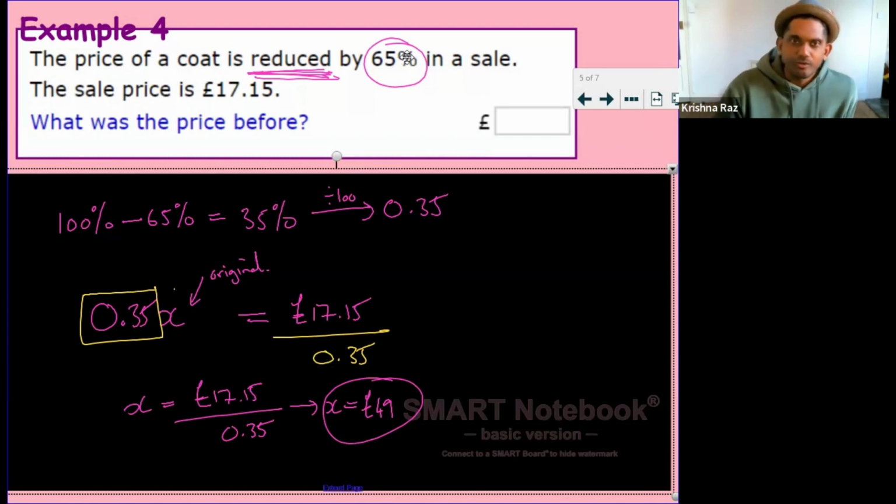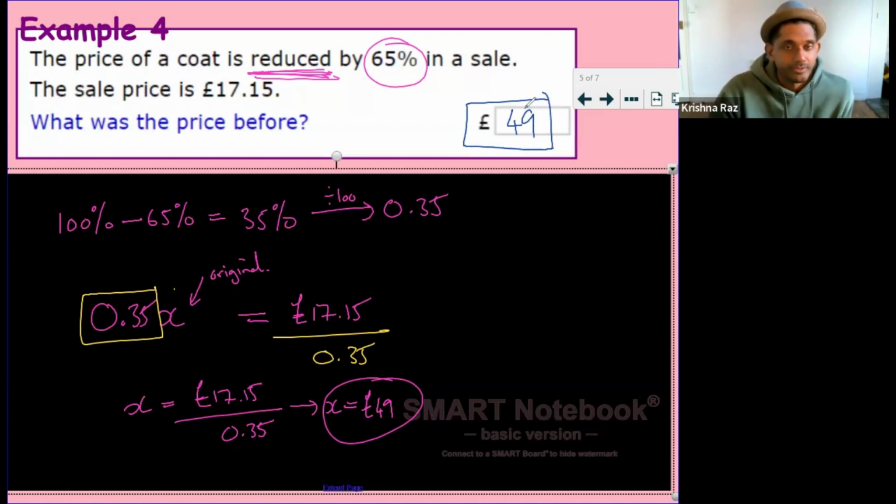Man, I bought a coat for 17 quid. How much was it reduced from? 49. You should have got two. That's what man will be saying.